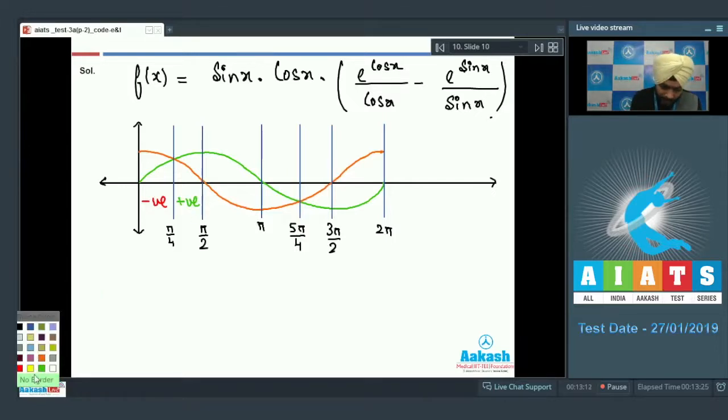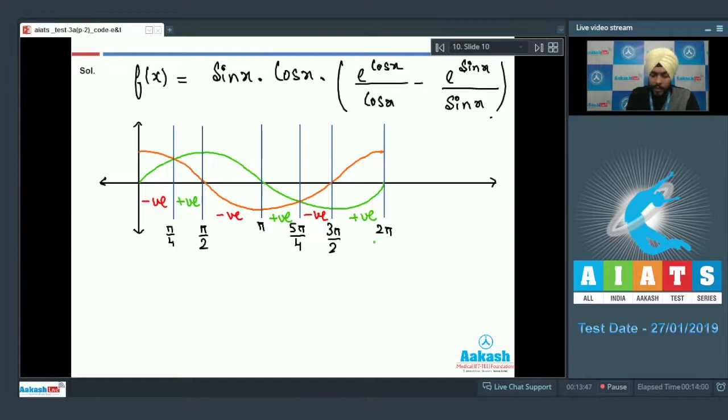Next, from pi by 2 to pi, now sin x is greater, so this bracket is positive. Sin x is positive but cos x is negative, so that means we have a negative value. Again, in the next bracket, what will happen? Both will become negative, still sin x is greater than cos x, so this is positive. Then again in the next bracket, what happens? Cos x crosses sin x. So if cos x crosses sin x, there is one change, both are negative, so the sign changes. In the last interval, what happens? Cos x becomes positive, so it is positive.